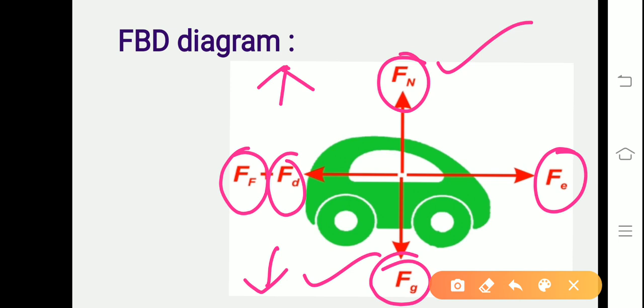So these two are always opposite, frictional force and external force, and gravitational force and normal force also opposite to each other. These are the forces acting on the free body diagram.